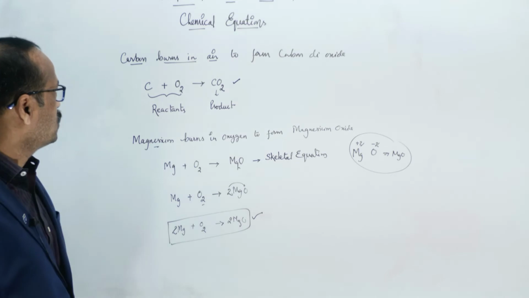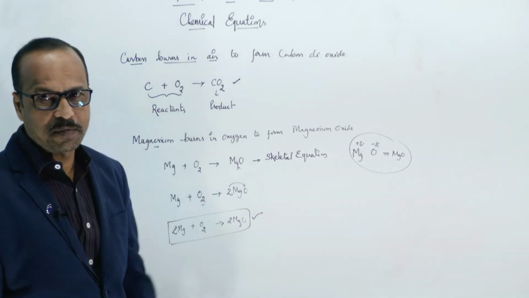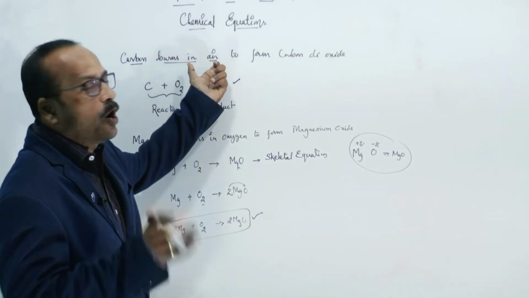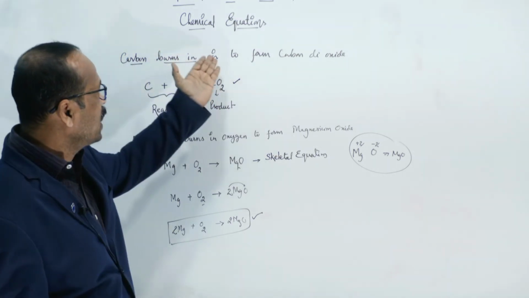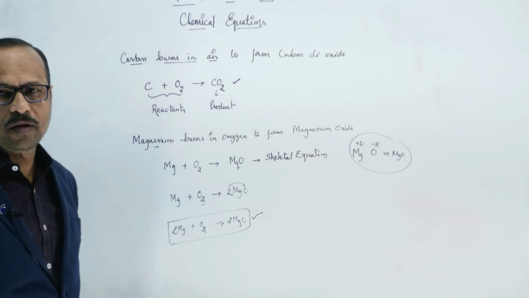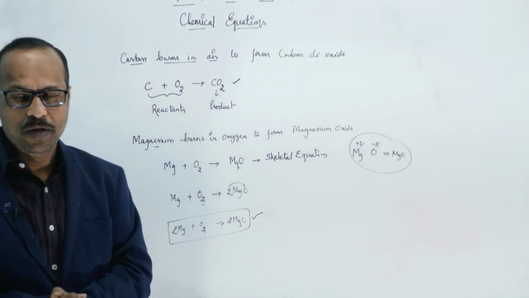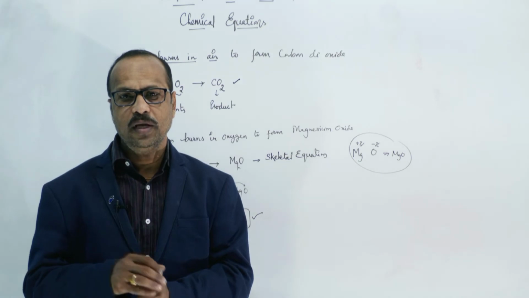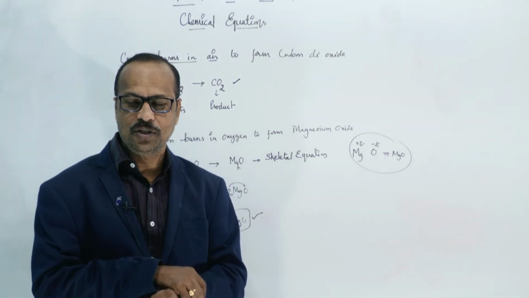Second thing, one of the most important things: carbon burns in air to form carbon dioxide. This is a chemical reaction. But how much carbon is burning in how much air? How many atoms of carbon require how many atoms of oxygen to form carbon dioxide? This information we don't have. Magnesium burns in oxygen to form magnesium oxide, that we know. But how much magnesium is required? How much magnesium burns in how much oxygen to form magnesium oxide?